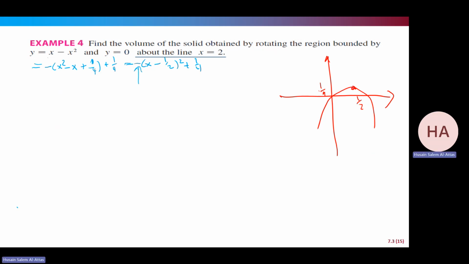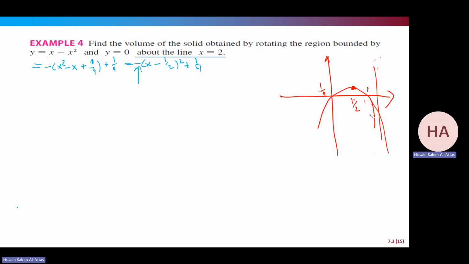That will be my vertex, which is half and 1 over 4 in the y values. And y equals 0, which is the x-axis. I'm talking about this region. And about the line x equal 2, about this line. This will be at 1, but I want it to be x equal 2, which is something like this.